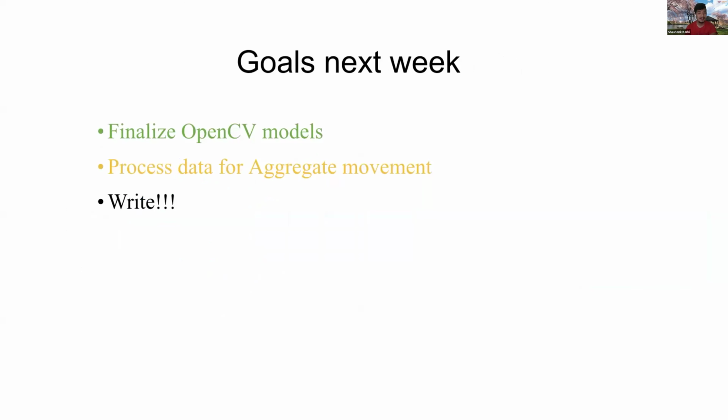So the goal for next week: finalize the OpenCV model, which is done. I'm going to process data for aggregate movement, and I'm adding the false negatives to the goal. The major goal is to write everything and polish the results and discussion sections. I made good progress in the discussion section, but I need to decide what to put inside the results section. For now I have a lot of numbers, but I was wondering if I should also put links to videos of each algorithm working. So that's it for this week. Awesome. Cool.